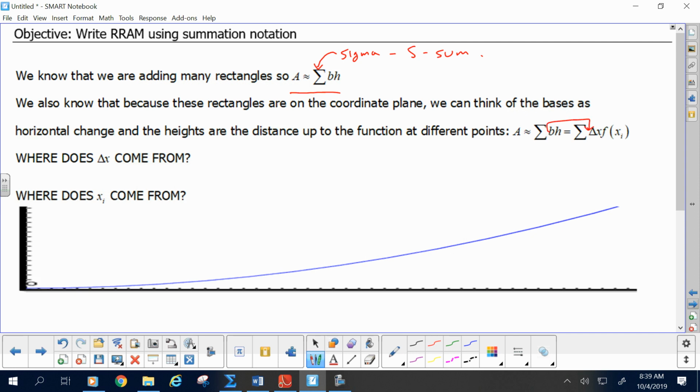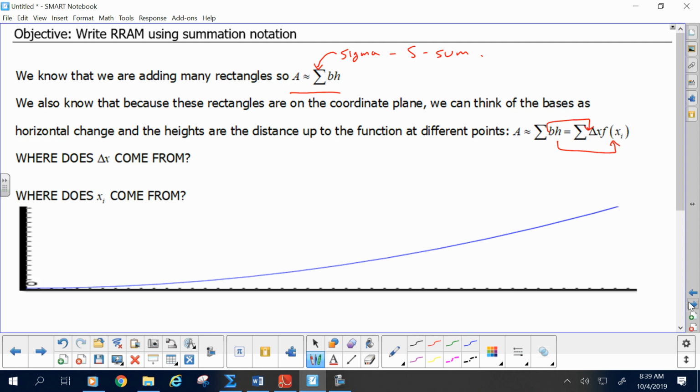And the heights come from where do we draw our rectangles and where do we go? But we always go at some x, we first find the x and then go up to the curve and draw the height there, okay? Now the delta x, most people are cool where that comes from. How do you find the delta x?